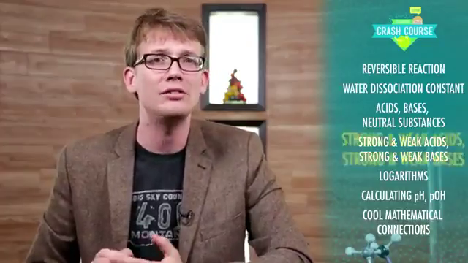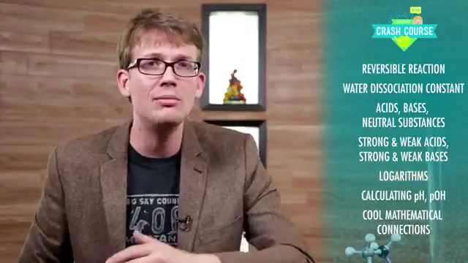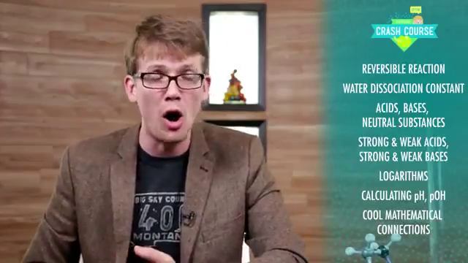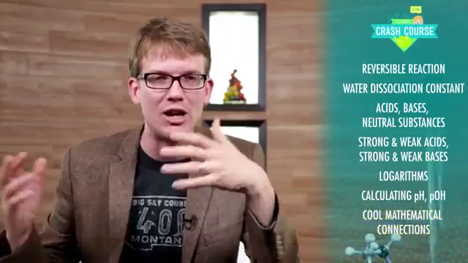If you paid attention, you learned how pure water ionizes to form hydronium and hydroxide ions in reversible reactions, and you learned about the equilibrium constant for that reaction, which has a special name, the water dissociation constant. You learned some examples of acids and bases and neutral substances, as well as why some acids and bases are called strong and others are called weak. You learned about logarithms and how you can use them to calculate the pH of a substance, and a little bit about pOH, which can be calculated with logarithms, also with subtraction. And finally, you learned about some cool mathematical connections between pH and pOH.